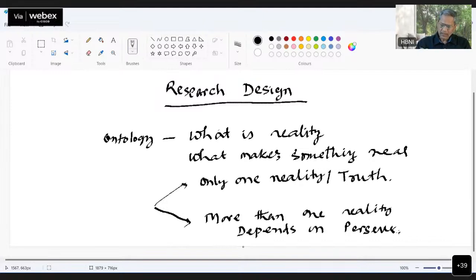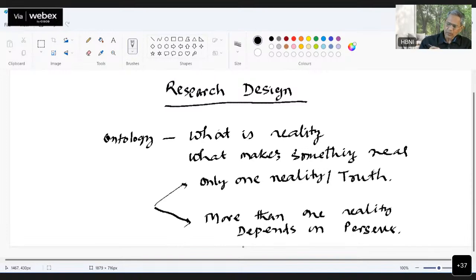Ontology is one of the philosophical concepts. It has two different extremes. One is that there is only one reality. As you go along, we will learn that in science we will follow this one. The ontology is only one reality; that truth is one. Anybody observes it, anybody does the experiment, the result will be the same. But normally when you go to social studies, here you will see multiple realities. It all depends on the perception of the person, how he interprets the observation.